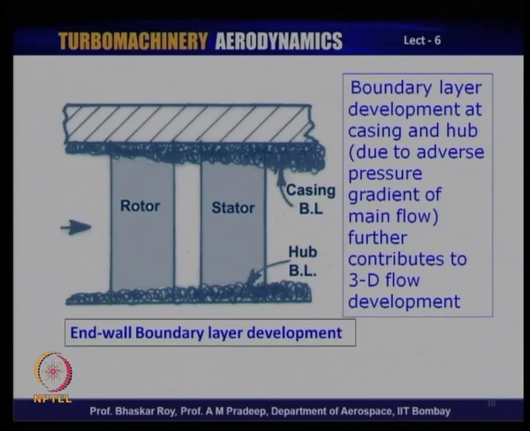Now, this boundary layer development essentially has two repercussions. One is it contributes to the three-dimensional flow development. You see, the flow over here near the casing is deflected inwards, and the flow at the hub also is deflected inwards. So, the flow near the hub and at the casing acquires a radial component by virtue of the deflection. We just studied in the previous slides how it acquires tangential components. Now, we will see how it acquires radial components by virtue of the development of boundary layer at the casing and at the hub. And as a result, the flow is, as I mentioned, deflected inwards.